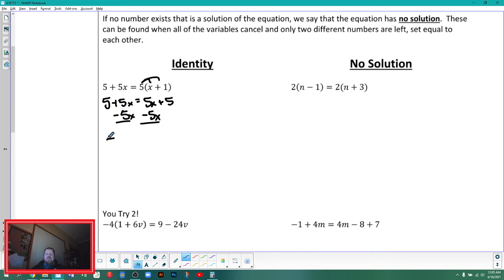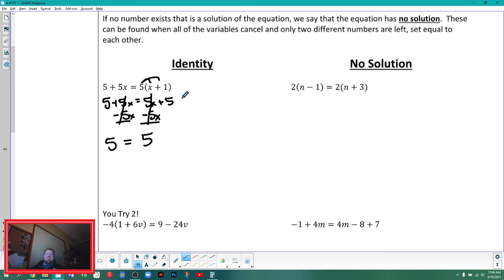And when I do that, my x's cancel there, and they cancel there. 5 minus 5 is 0, 5 minus 5 is 0. And I get 5 equals 5. And you may not be believing me that you're done there, right? You are.